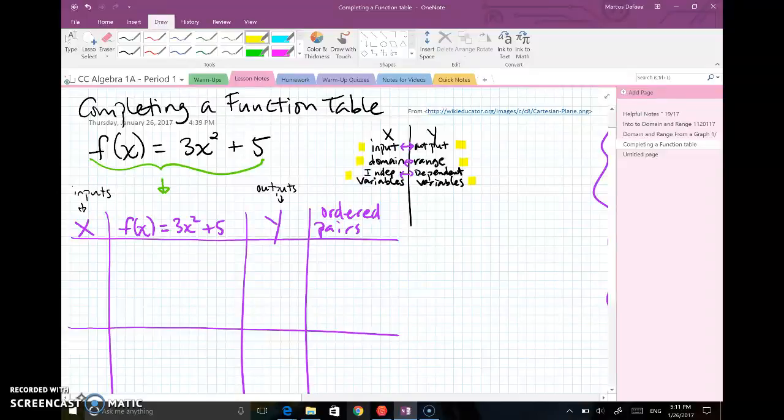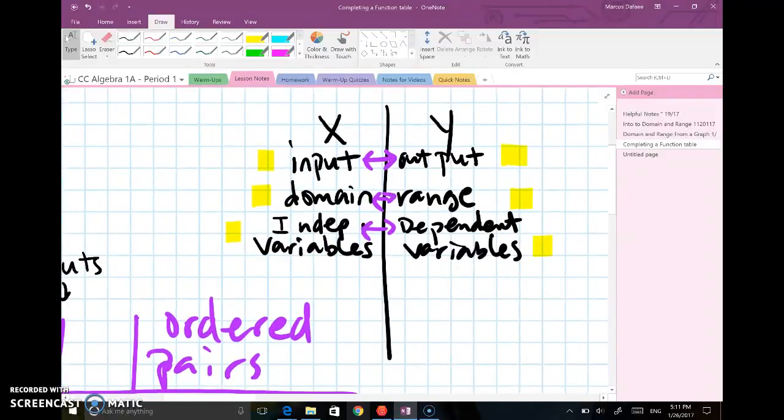This one is about completing a function table. And a function table really is just an expanded version of the more traditional input-output table. And let me go ahead and get right into a small intro about that.